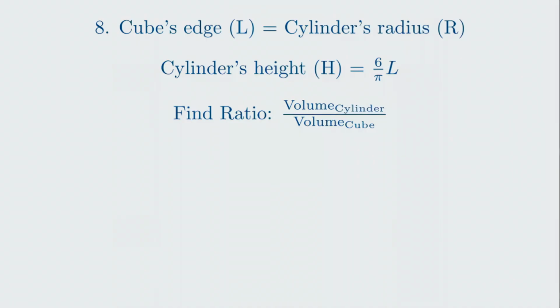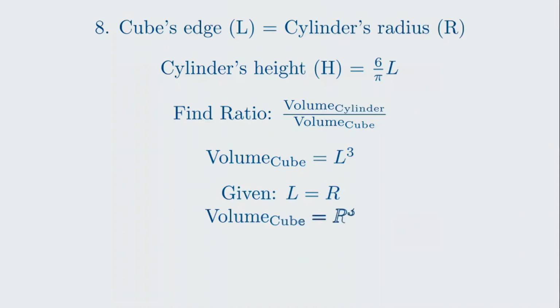Let's use R as our single variable for the radius of the cylinder. First, let's write down the volume of the cube. The volume of a cube is the edge length cubed, L cubed. Since L equals R, we can write the cube's volume as R cubed. So the volume of the cube is R cubed.